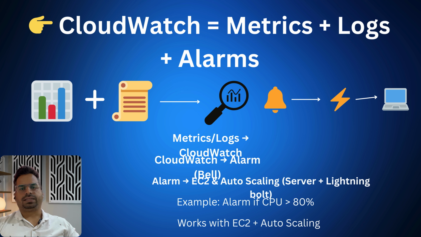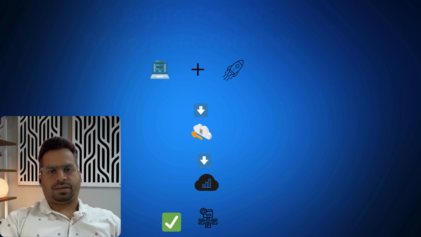CloudWatch continuously collects the data, metrics, logs. For example, you can track CPU, memory, and network usage. And if CPU usage goes above 80% for 5 minutes, CloudWatch can send you an alert through SNS or SQS, or even trigger auto scaling automatically. So your infrastructure is not just running, it's being watched, protected, and ready to react.